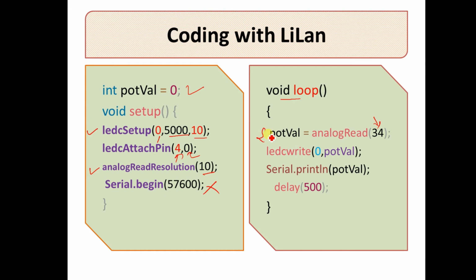Next, in the loop section, the first statement is port value. In this, we are reading the value coming on pin number 34 and storing it in one variable, port value. Next, we are executing the ledcWrite function. In this function, we give the channel number associated with pin number 4, and we write the port value, whatever we are receiving. As we change the value of the potentiometer, the value of this variable will change, and as it changes, we write it here, so the brightness of the LED will change.